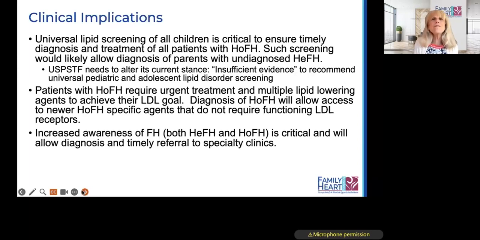And one of the things that we know is that one of the things that seems to prevent clinicians from doing this, from screening universally, is a group called the U.S.